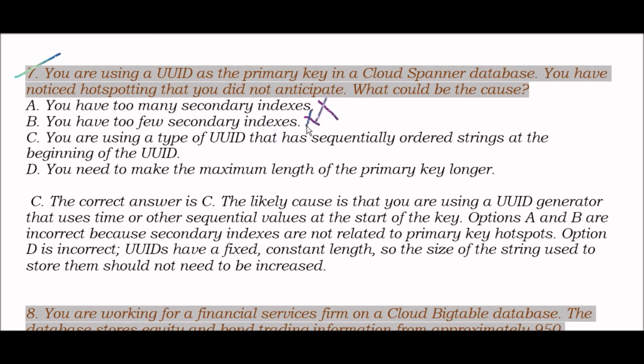Option C, you are using a type of UUID that has a sequentially ordered string at the beginning of the UUID. This is correct here because the likely cause is that you are using a UUID generator that uses time or other sequential values at the start of the key. Option D, you need to make the maximum length of the primary key longer. UUIDs have a fixed, meaning constant, length, so the size of the string used to store them should not need to be increased. That's why option D is incorrect in this case.